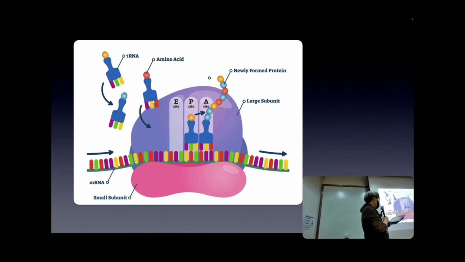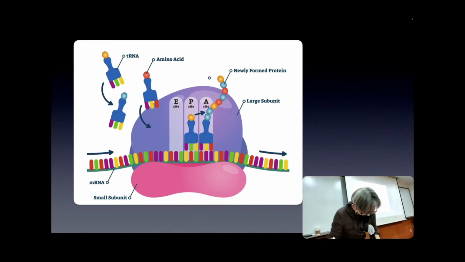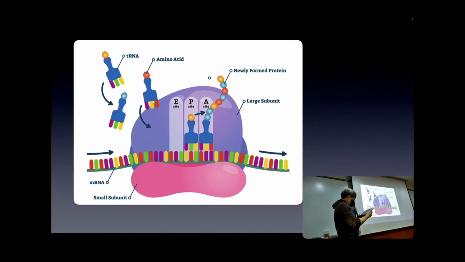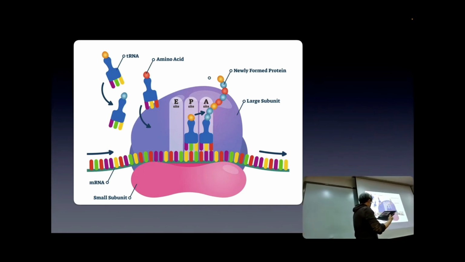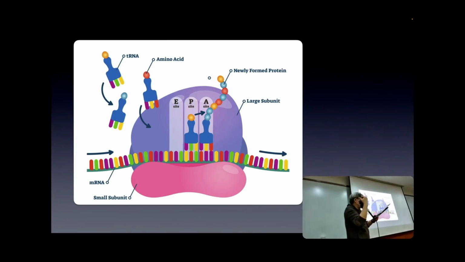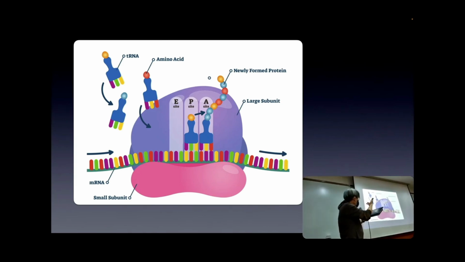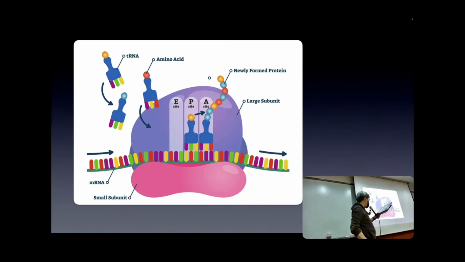Let's continue on. So, having seen that there are 20 different amino acids, and the way they are assembled, this is a snapshot cartoon explaining roughly what's going on during the protein synthesis.